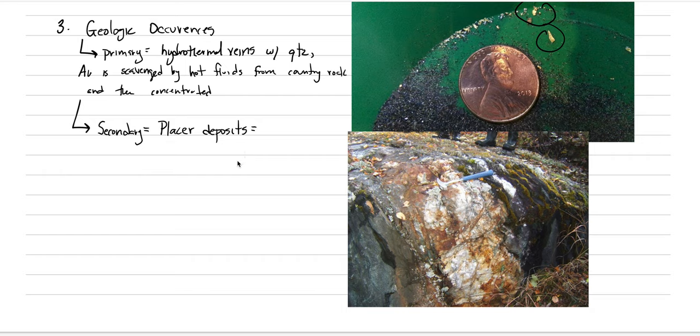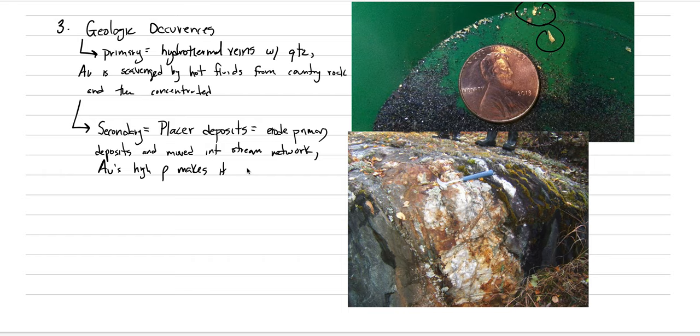So let's write that down, and then we're going to do a sketch. So bear with me. We can erode primary deposits and move them into the stream network. That water will carry the gold as far as it can, but that's controlled by the speed of the water. Gold's very dense, so it wants to sink. So gold's high density makes it settle out. Let's just say that, settle out. Another word for settle out is deposited.